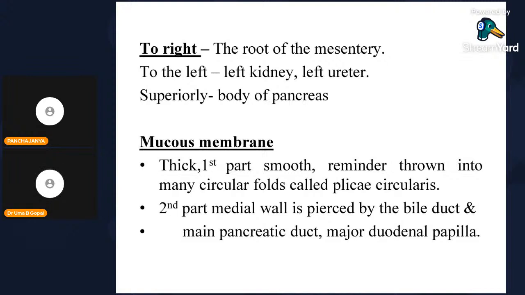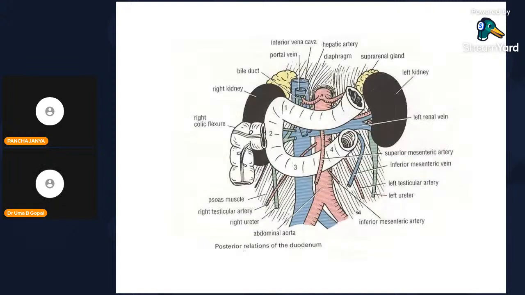Mucous membrane: thick in the first part, smooth; the remainder is thrown into many circular folds called plicae circulares. In the second part, the medial wall is pierced by the bile duct, main pancreatic duct and major duodenal papilla. So this is related with the mucosal coat, as it is extended into the main pancreatic duct and the bile duct, and also related with the major duodenal papilla.